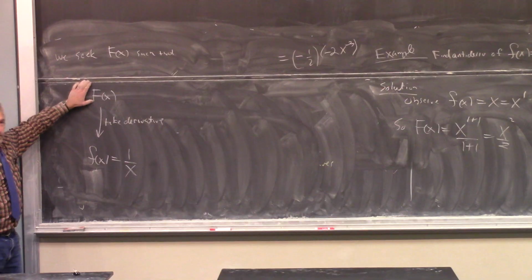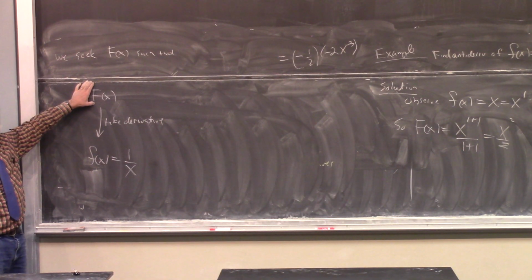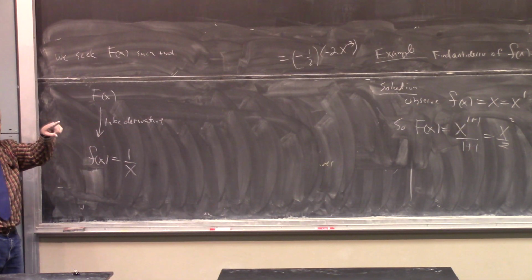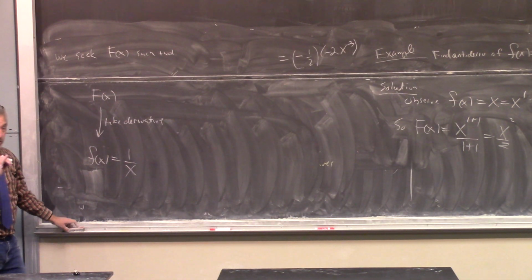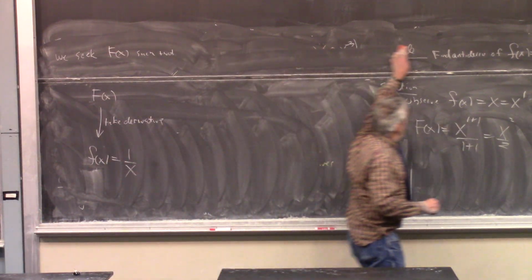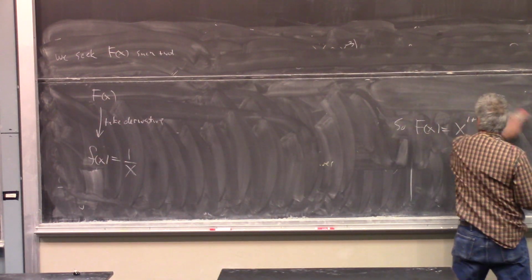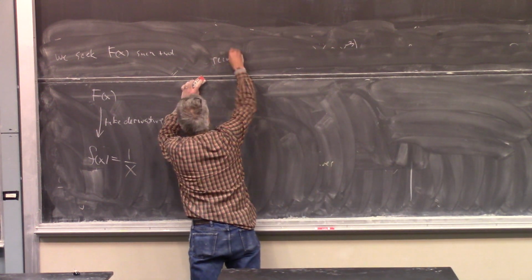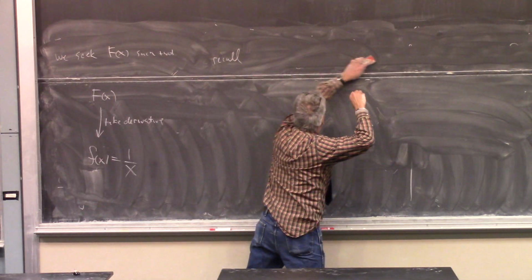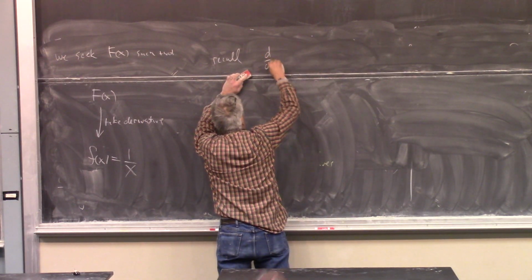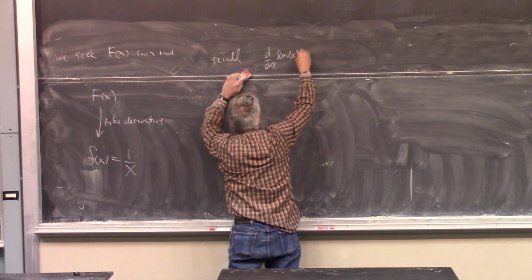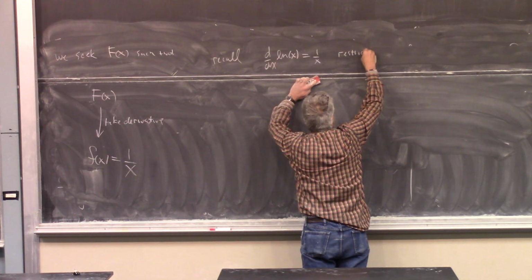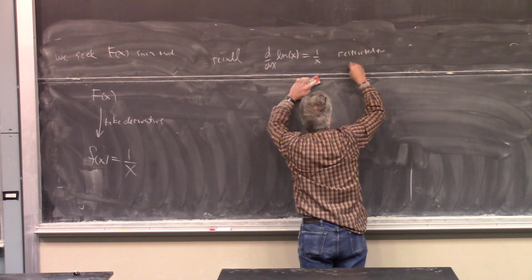We're looking for a function that will work up here. Something that when you take its derivative gets you 1 over x. Ln of x is very close. So recall that the derivative of ln of x is 1 over x, almost. But it's restricted to x greater than 0.